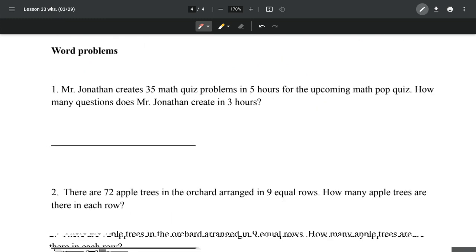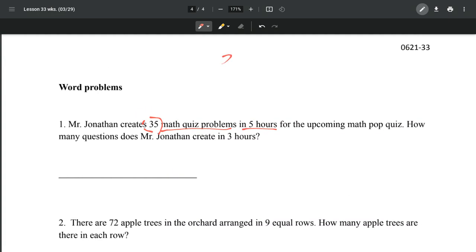Word problems. Let's look at number 1 together. Mr. Jonathan creates 35 math quiz problems in 5 hours for the upcoming math pop quiz. How many questions does Mr. Jonathan create in 3 hours? We know that he creates 35 questions in how many hours? 5 hours, right? And we want to know how many questions he can create in 3 hours.